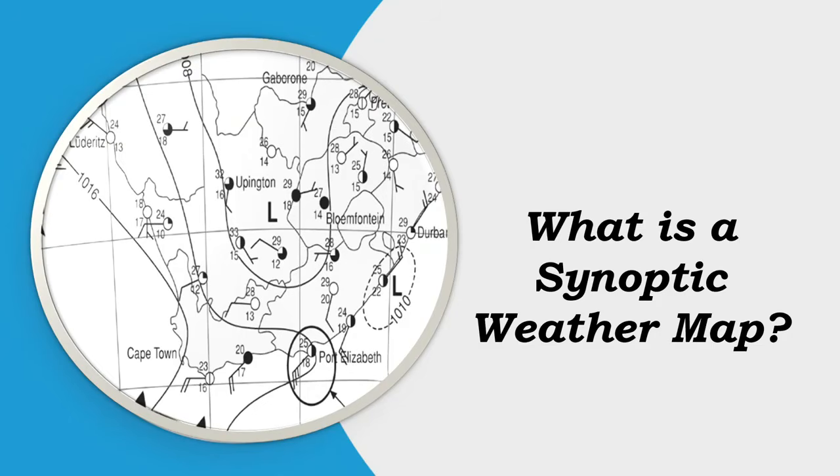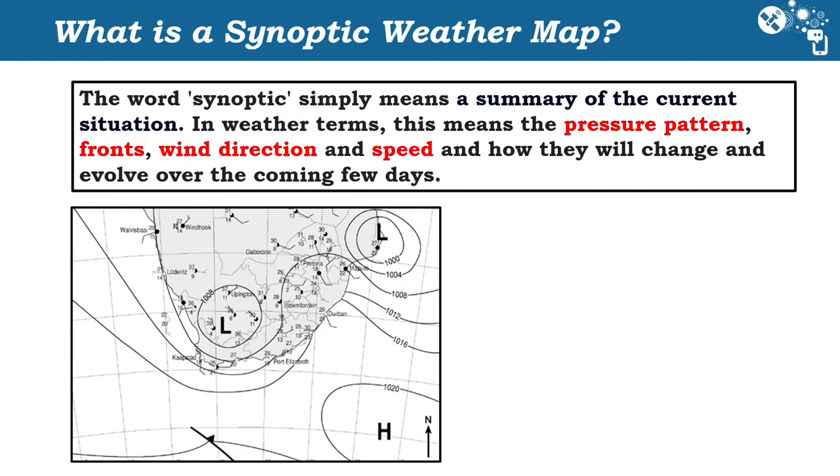So let's get started. What is a synoptic weather map? On the sketch in front of you, the little map in front of you, you see an example of a synoptic weather map. Your teacher in class would have shown you, introduced you to synoptic weather maps, shown you what they look like, and I'm sure you've worked with them. But what is the definition of a synoptic weather map? So, the word synoptic very simply means a summary of the current situation, right? In any topic. Synoptic means a summary of the current situation.